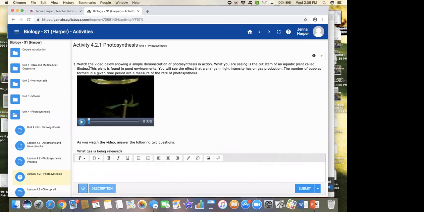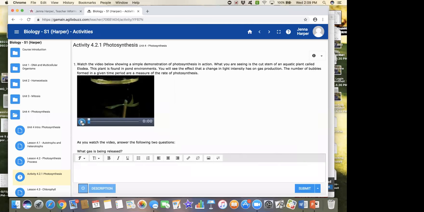But it also shows chloroplasts really well. So we can find these in pond environments, and you can see the effect that a change in light intensity has on gas production. The number of bubbles formed in a given time period are a measure of the rate of photosynthesis. So basically what that's saying is the amount of bubbles that is going to be produced from this Elodea plant, which is right here, let's see how it is affected by the amount of light that it has.